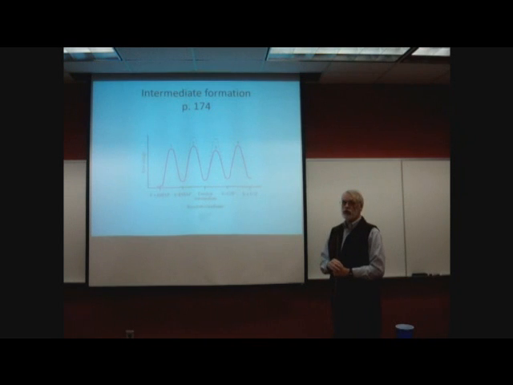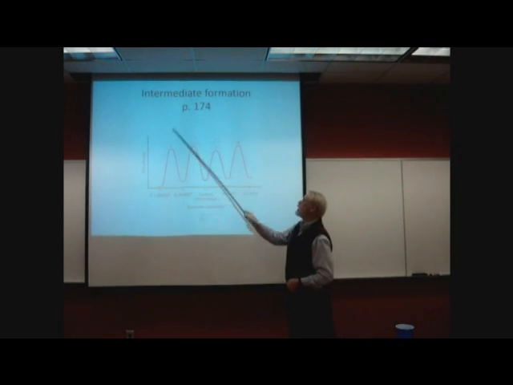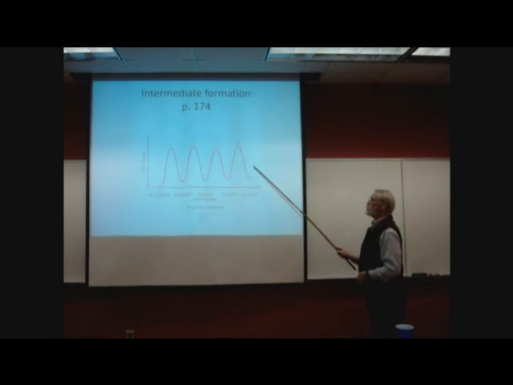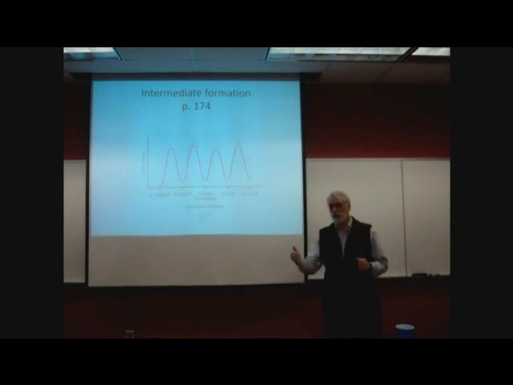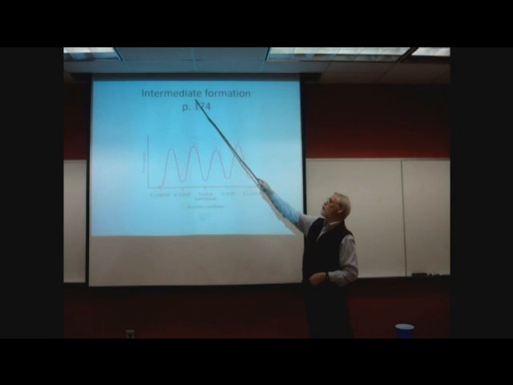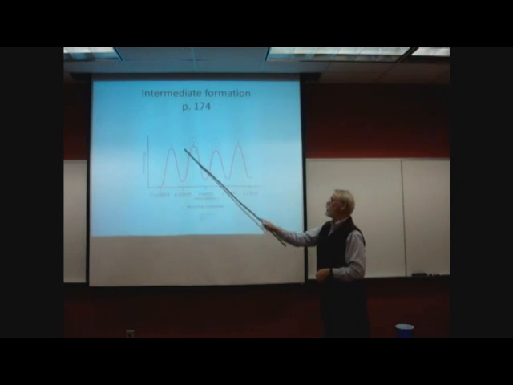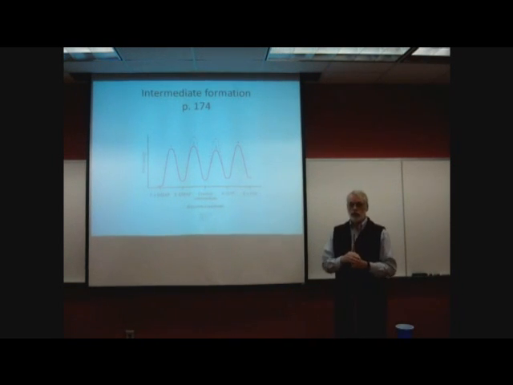Next is intermediate formation. This is our substrate, and this is our product. What we're doing is taking a huge hill and breaking it up into little hills. If we do this, each step is going to be a little easier to do. If we can do it in a series of small steps, then it should go faster. This hill is not as high, or the transition state energy is not as high, as it would be if we had to do it all at once. Taking it in short steps should increase the rate of reaction.